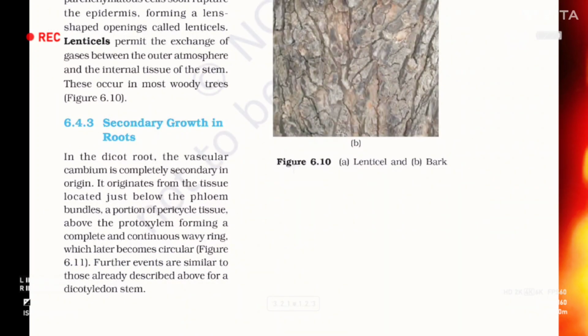6.4.3 Secondary growth in root. In the dicot root, the vascular cambium is completely secondary in origin. It originates from the tissue located just below the phloem bundles and a portion of pericycle tissue above the protoxylem, forming a complete and continuous wavy ring, which later becomes circular. Further events are similar to those already described above for a dicotyledon stem.